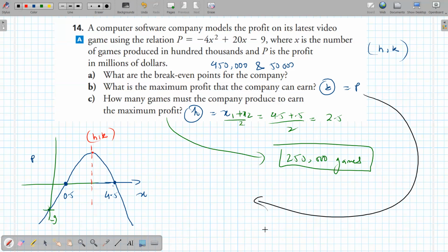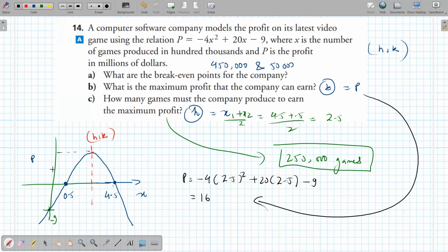You plug H back in there. So P is going to be negative 4 times 2.5 squared plus 20 times 2.5 minus 9, like that. And let's see what that gives us. Are we expecting a positive number or a negative number? Look at our graph, our Y value for the profit. We're expecting a positive number, right? Because we're above the x-axis.